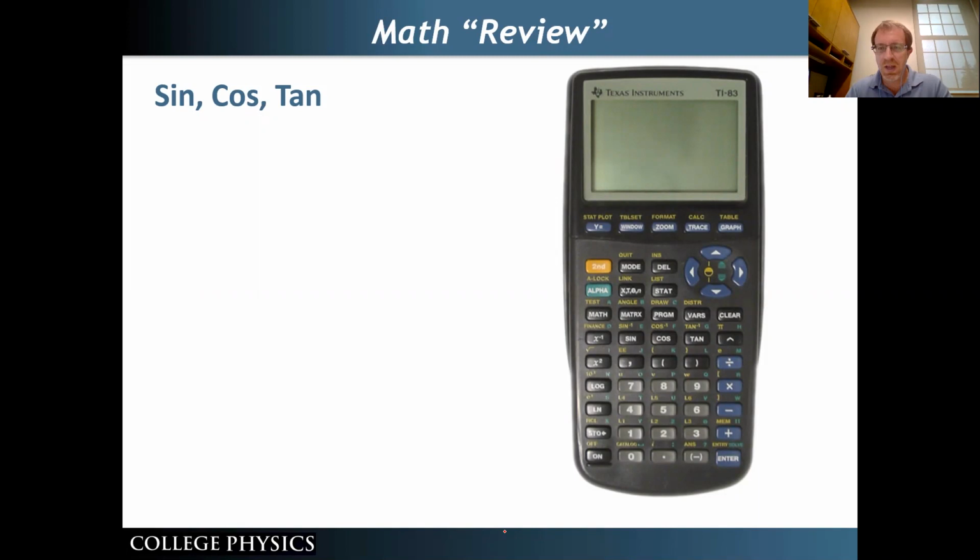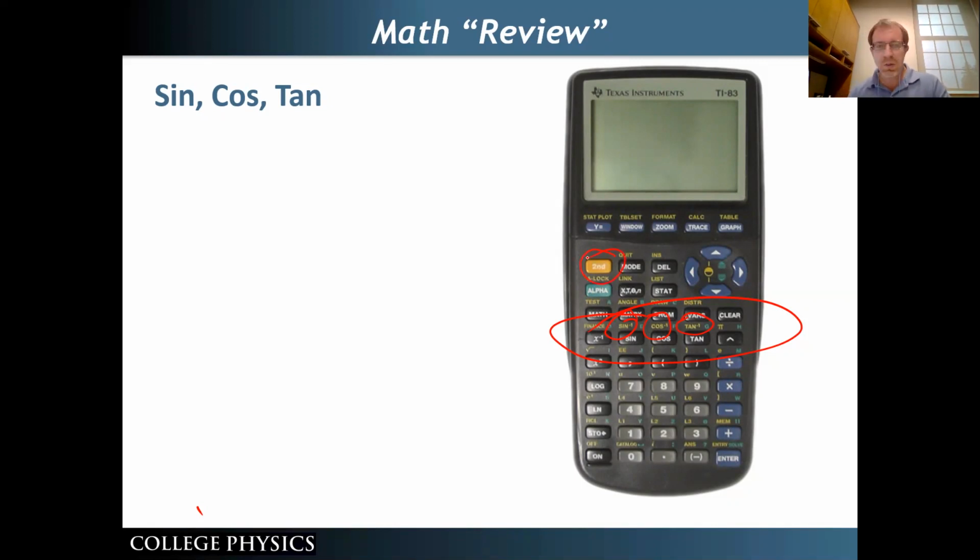So if you've got a TI-83 calculator, sine, cosine, and tangent are basically right there in the middle. And above the sine, cosine, and tangent, you see the inverse of those functions. And how do we get to the inverse of those functions? Well, we choose the second button right there.